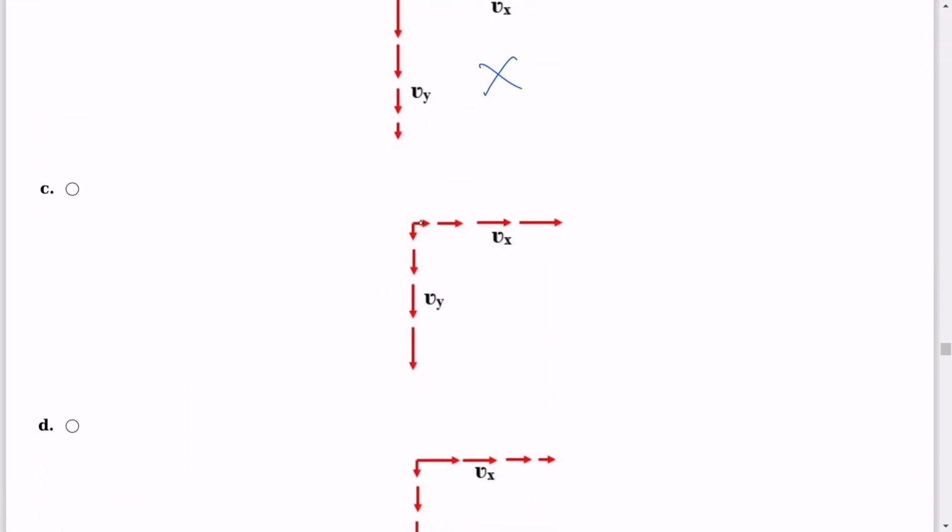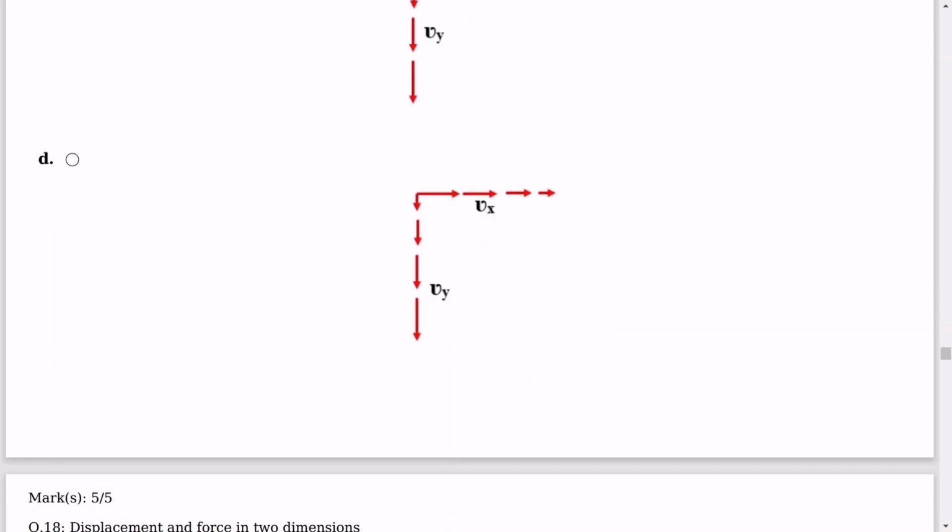Here you can see the length of the arrow: horizontal velocity is increasing and vertical velocity is also increasing. This is not correct because horizontal velocity must be constant. Here horizontal velocity is decreasing, that is why this is not correct.